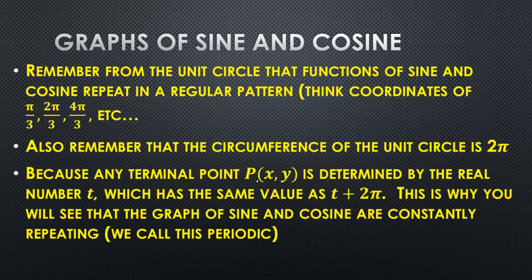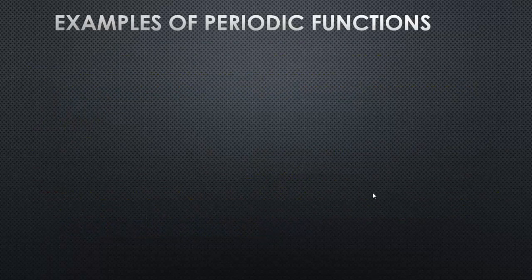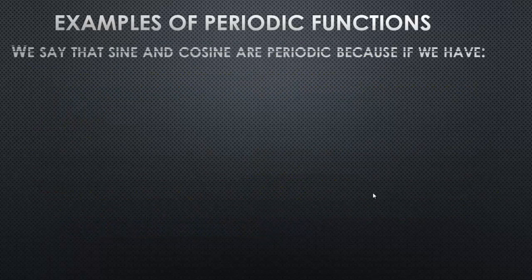Now, because any terminal point P is determined by a real number t, so in other words, t would be like our pi over whatever, and our P would be the coordinate points. And because of the wrapping function that we talked about, if we add 2 pi to it, it has the same coordinates. So that's why you're going to see that the graphs of sine and cosine are constantly repeating, and we call this periodic. So let's get into periodic functions.